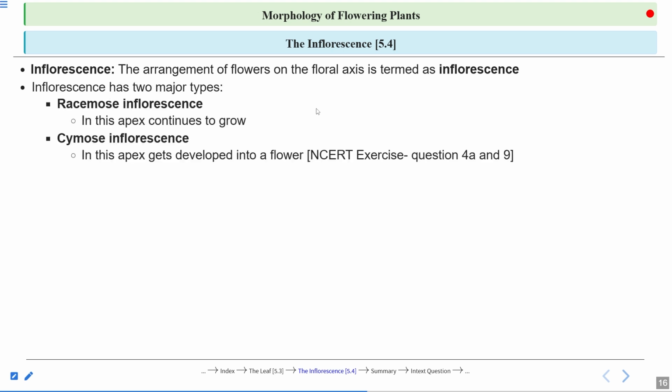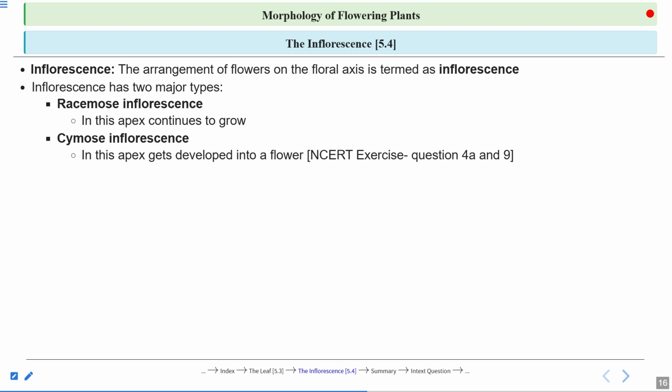Now, inflorescence is of two major types, racemose inflorescence and cymose inflorescence. Although there are a lot of types of inflorescence, these are the two major types. In racemose inflorescence, what happens? In this, the apex continues to grow. Okay, in cymose inflorescence, what happens? In this, the apex gets developed into the flower. So there are questions in the NCERT book, question number 4A and question number 9, related to this topic, inflorescence.